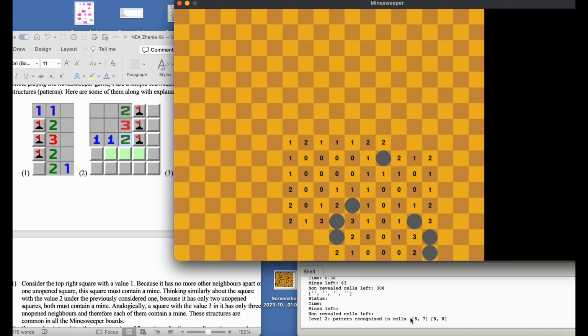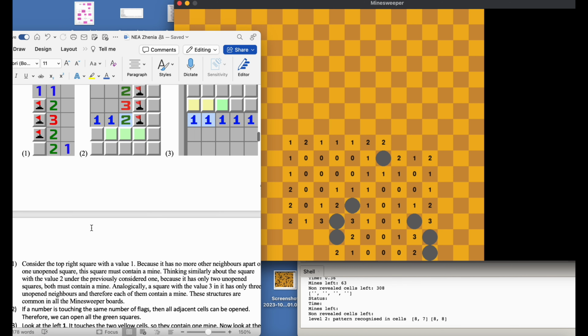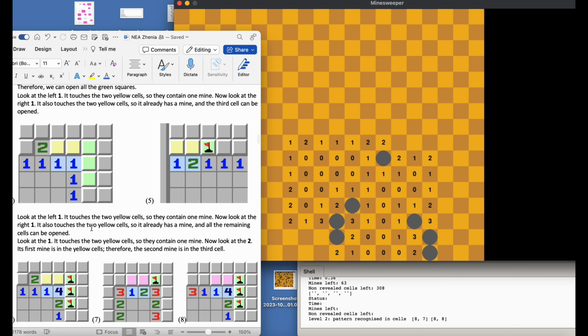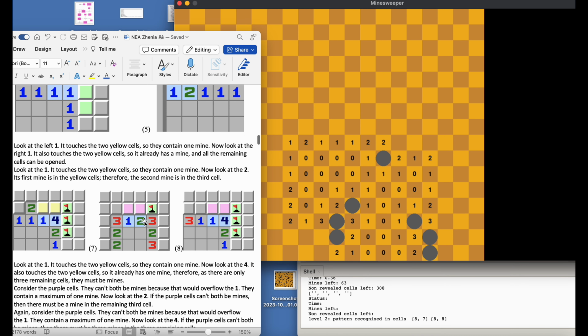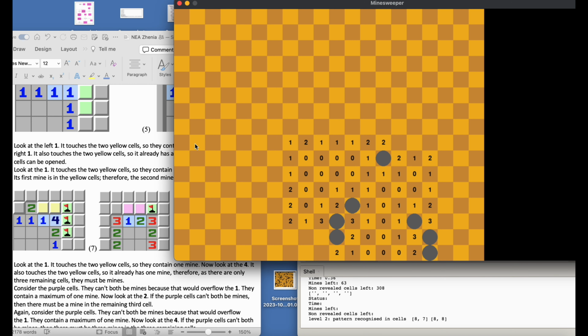Yes, pattern recognizes cell 8-7 and 8-8. So this is, I think, those two, which is basically this pattern. As we can see, this is 1 and this is 2, so we will be able to flag this cell and reveal those cells. Let's check again if it's these cells. Yes, so that's what happened. We revealed these cells and flagged this cell.